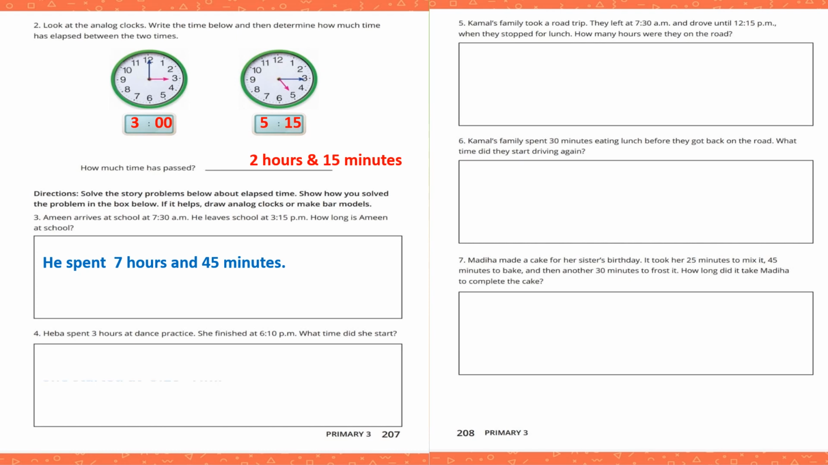Number 4. Heba spent 3 hours at dance practice. She finished at 6:10 p.m. What time did she start? She started at 3:10 p.m., because 3 plus 3 it will be 6:10 p.m.